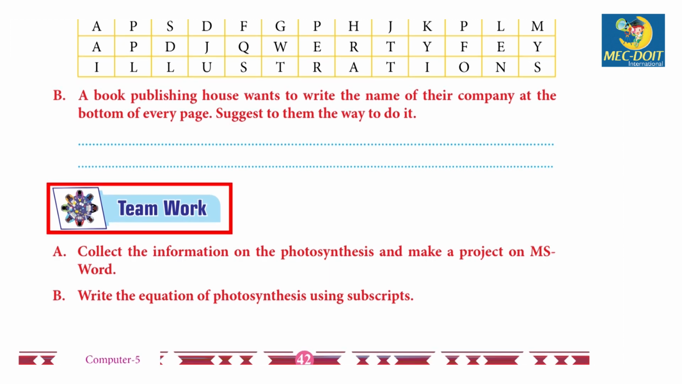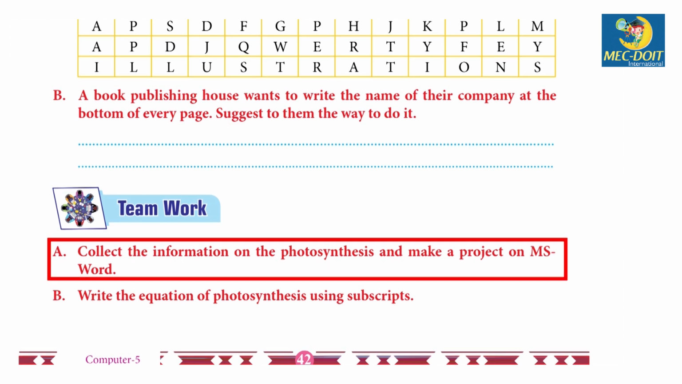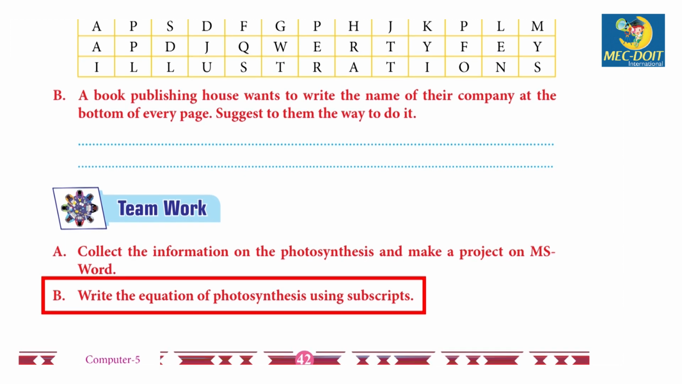Teamwork. A. Collect the information on photosynthesis and make a project on MS Word. Answer: Students will do it themselves. B. Write the equation of photosynthesis using subscripts. Answer: Do it yourself.